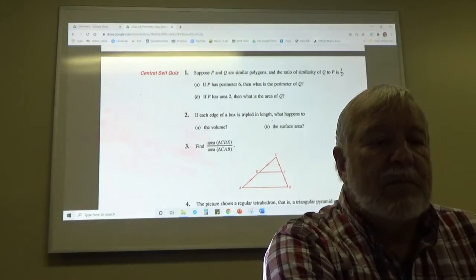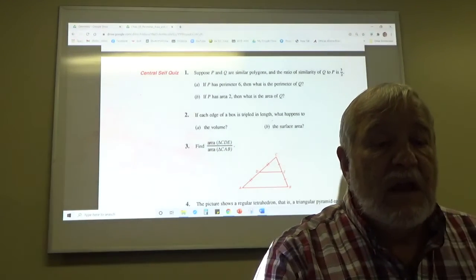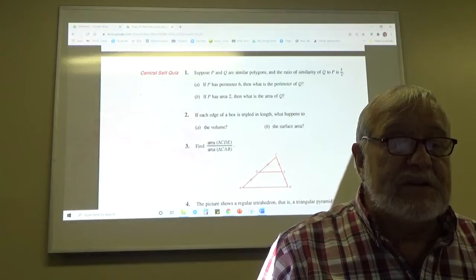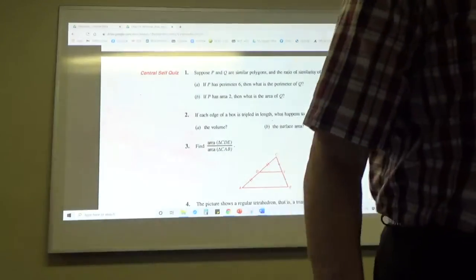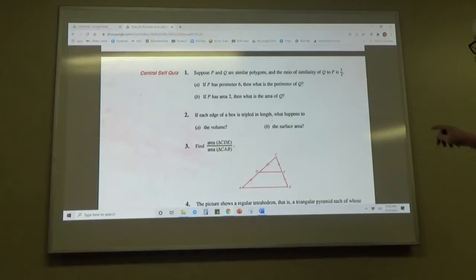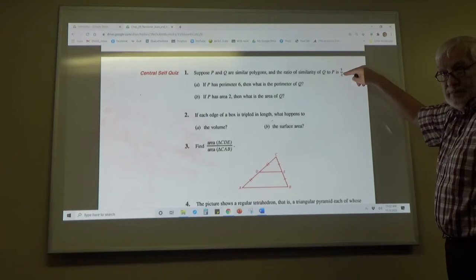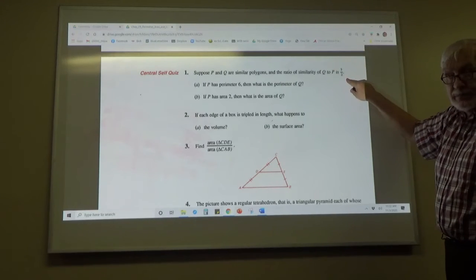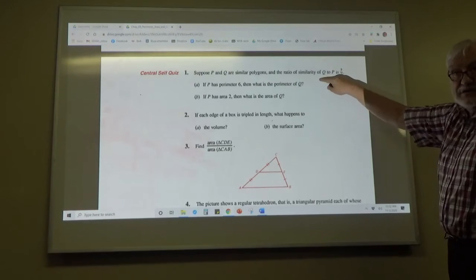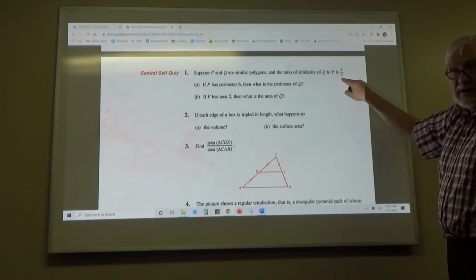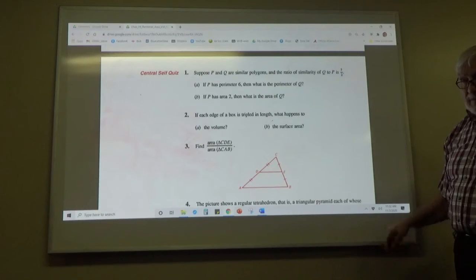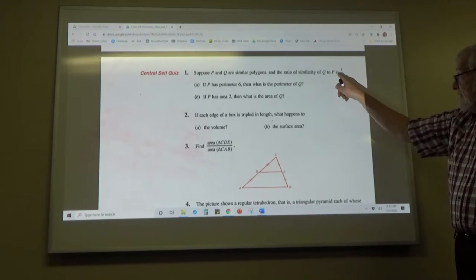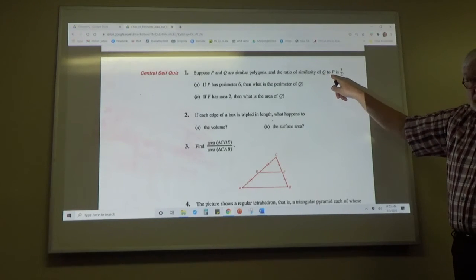All right. Suppose that P and Q are similar figures, and the ratio of similarity of P to Q is 3 to 2. Now, which one is larger if this is the ratio? The Q is 3 and the P is 2. The Q is larger, right? Because the Q is 3 and the P is 2. Now, how much larger? When you simplify, this is 1.5. So this is half again bigger than P.